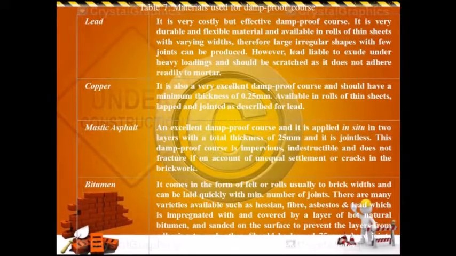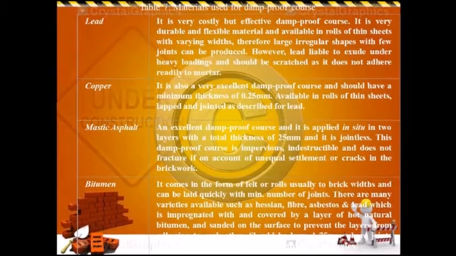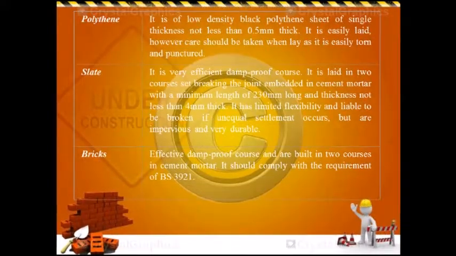There are a few types of materials used for damp-proof course, such as lead, copper, mastic asphalt, bitumen, polythene, slate, and bricks.